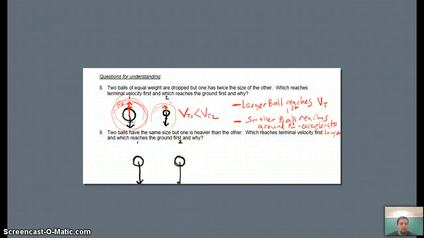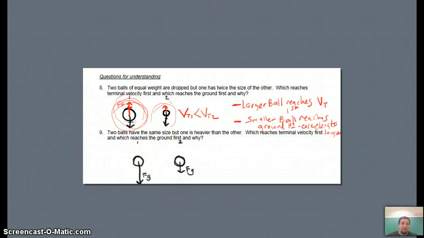Oops. Sorry about that. Let me fix that. Okay, so what's happening here? There we go. So the weight force for ball 1 is a lot larger than the weight force for ball 2. However, they're the same size.